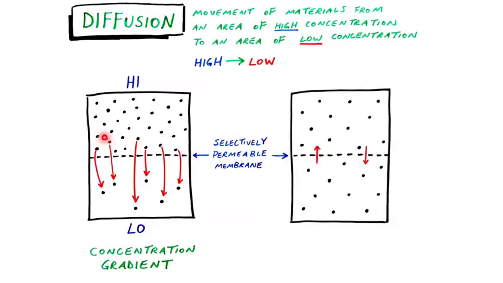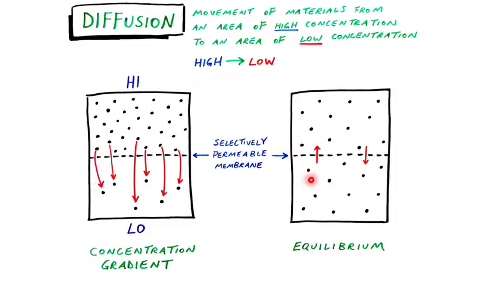All right, now eventually these particles, as they move down, they're going to kind of equalize. That is, we're going to see the same concentration of particles on one side as the other. At this point, we've reached what is called equilibrium, and we pretty much have no energy at this point. That is, we don't have a concentration gradient. We're sitting on flat ground.